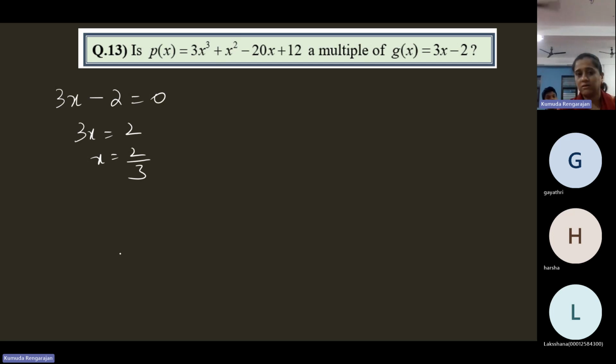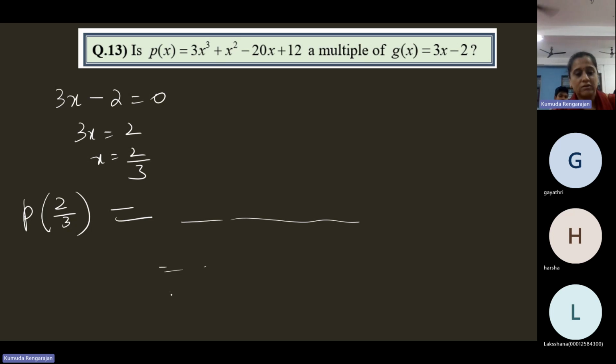To find the remainder, find the value of the dividend polynomial at x is equal to 2 by 3. So you should find P of 2 by 3. You should work it out. If you get 0, yes, it's a multiple. If you don't get 0, you get something else, it's not a multiple.